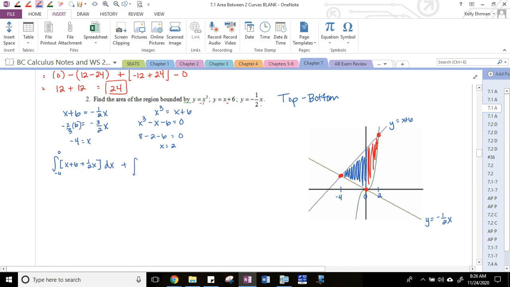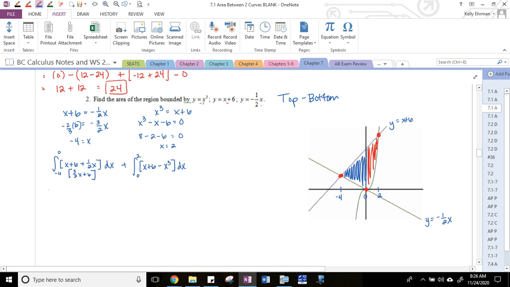Add to that the area from 0 to 2. Top minus bottom. x plus 6 is on top, minus x cubed, which is on the bottom, dx. All right, so I can clean things up a bit on this side anyway. I'm not going to rewrite the whole problem, though. It's 3/2 x plus 6.